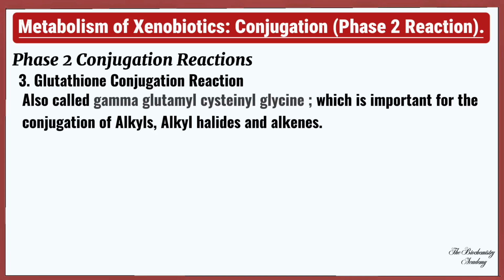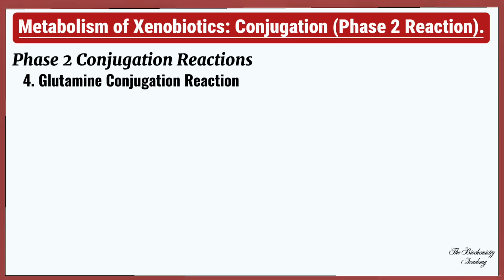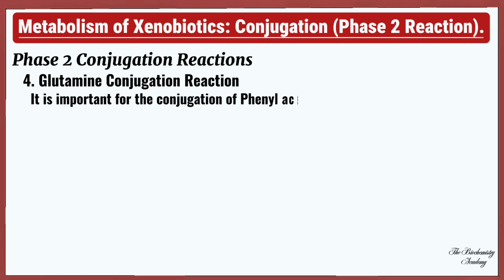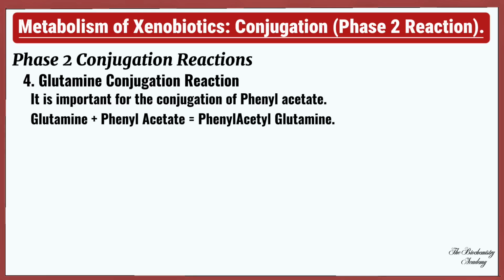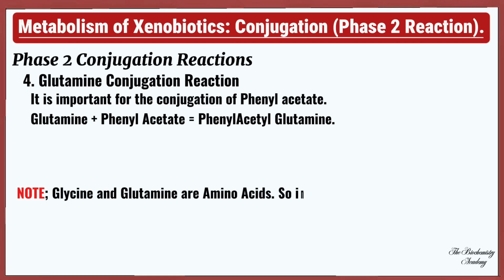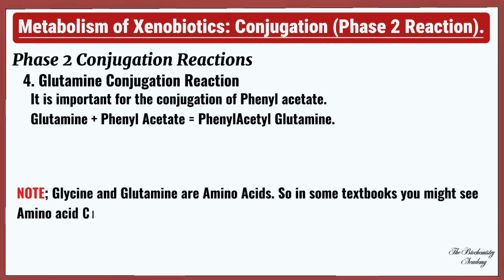Then the fourth G is glutamine. Glutamine is important in the conjugation of phenyl acetate, which forms phenyl acetylglutamine. Now these are the 4Gs reactions in the phase 2 conjugation reaction. Note that glycine and glutamine are amino acids, so in some textbooks you would see amino acid conjugation reaction.